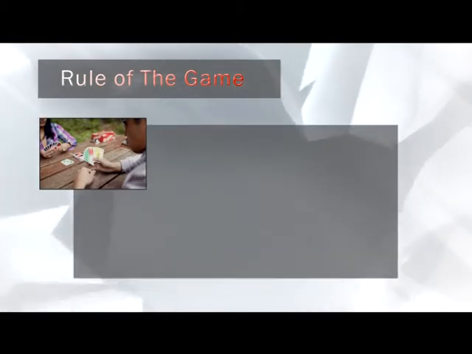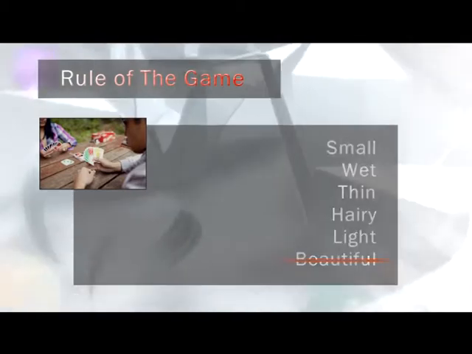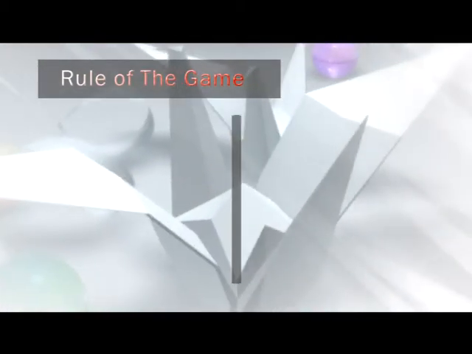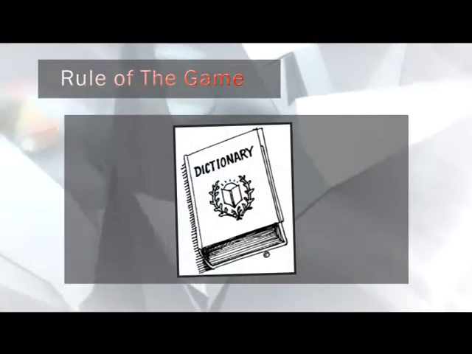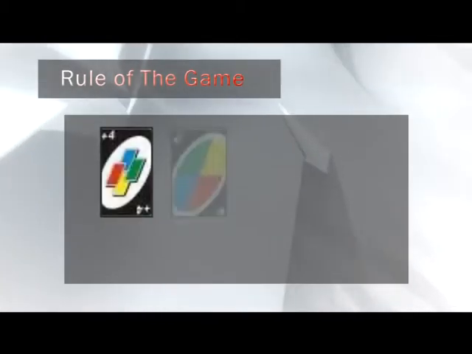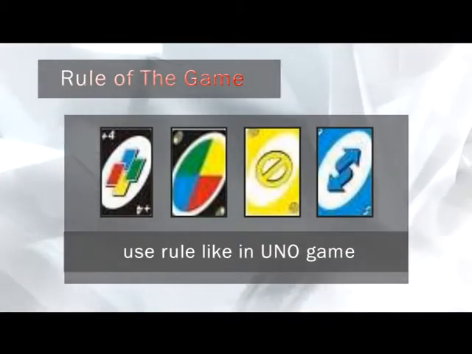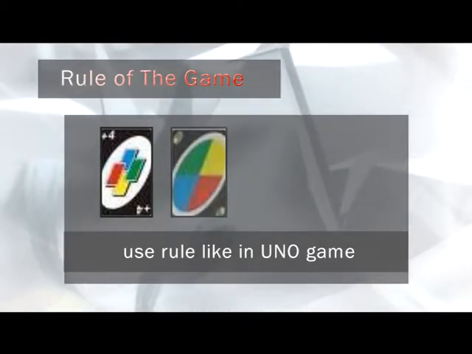Then, the player is not allowed to repeat words that have already been mentioned. The fifth rule is, the player is not allowed to open the dictionary. The last rule, for terms like reverse, skip, draw two, and etc., follow the rules of the UNO game.